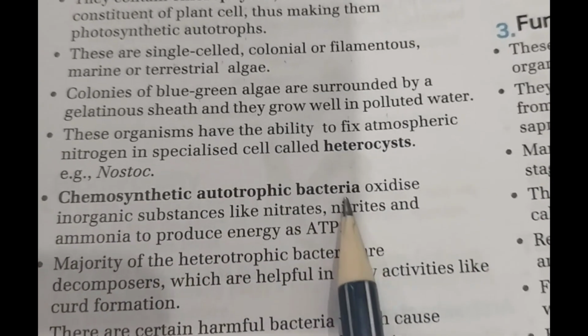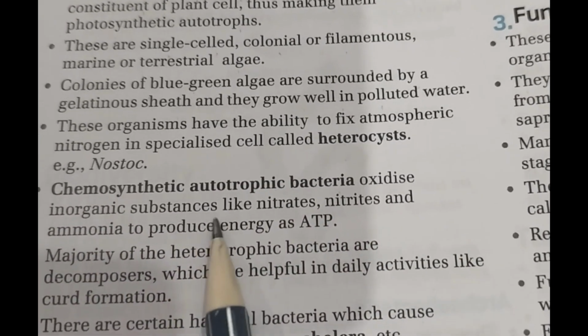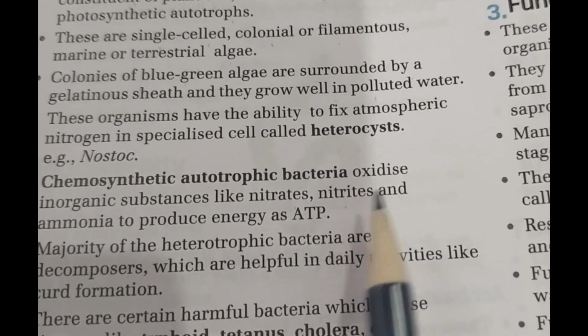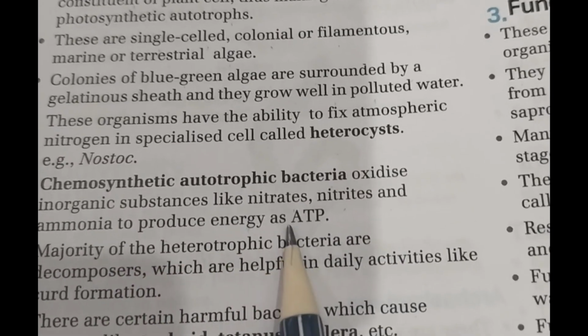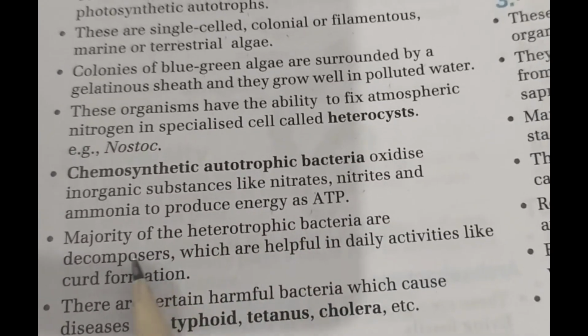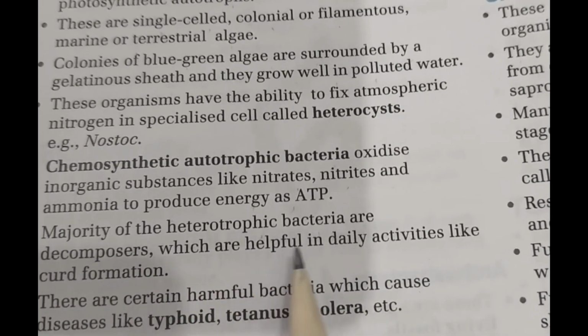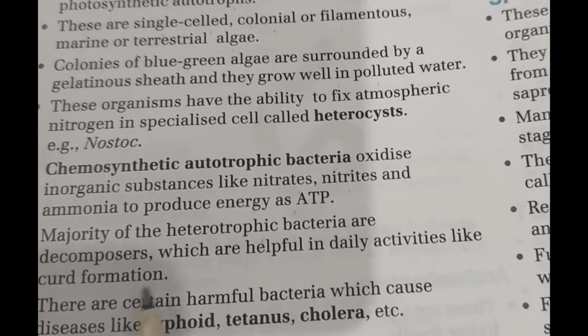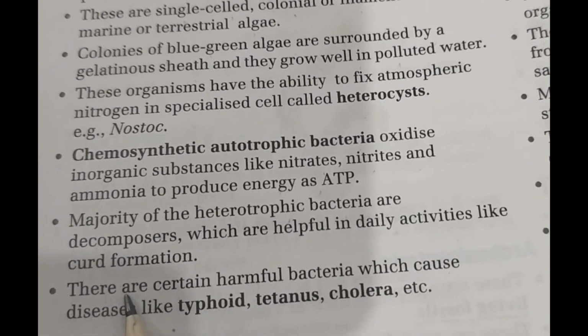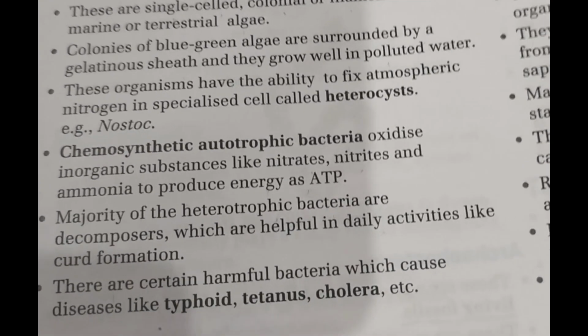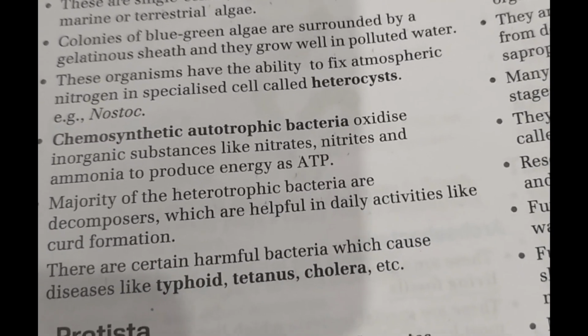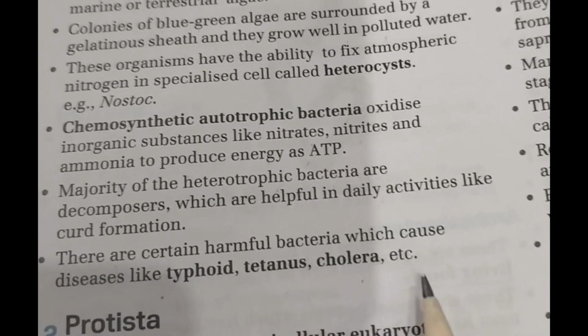Chemosynthetic autotrophic bacteria oxidize inorganic substances like nitrates, nitrites, and ammonia to produce energy as ATP. Majority of the heterotrophic bacteria are decomposers, which are helpful in daily activities like curd formation. There are certain harmful bacteria which cause diseases like typhoid, tetanus, cholera, etc.